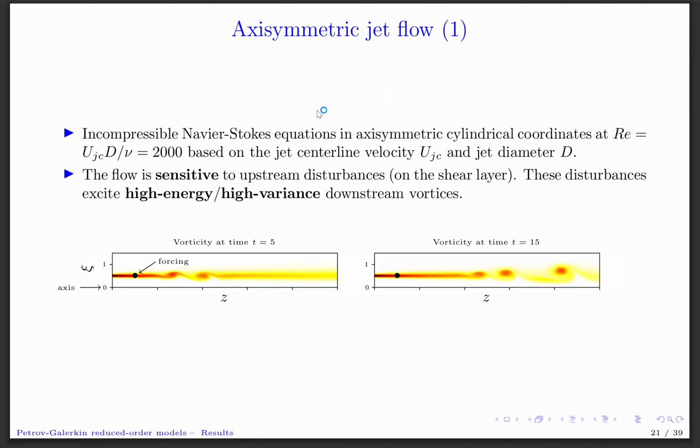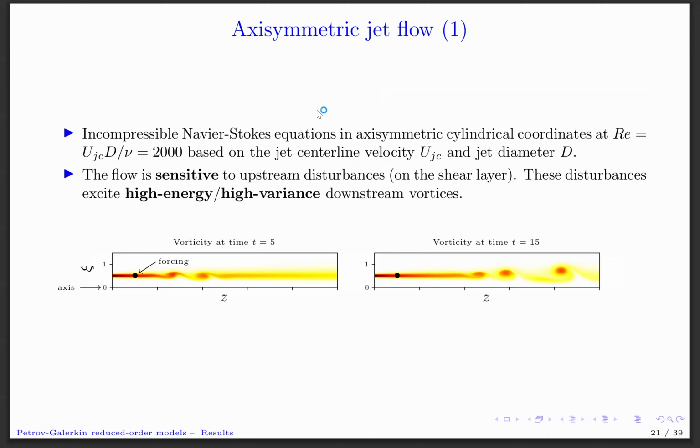As I said, the Reynolds number is 2000. And it turns out that the flow is very sensitive to upstream disturbances on the shear layer, and these disturbances excite high energy downstream vortices. What I'm trying to say here is that if we introduce a very low amplitude perturbation over the black dot, then eventually, due to the convectively unstable nature of this flow, this will cause very high energy vortex shedding downstream along the shear layer.